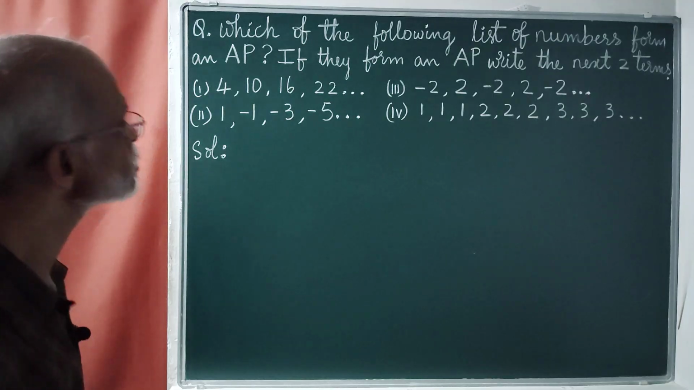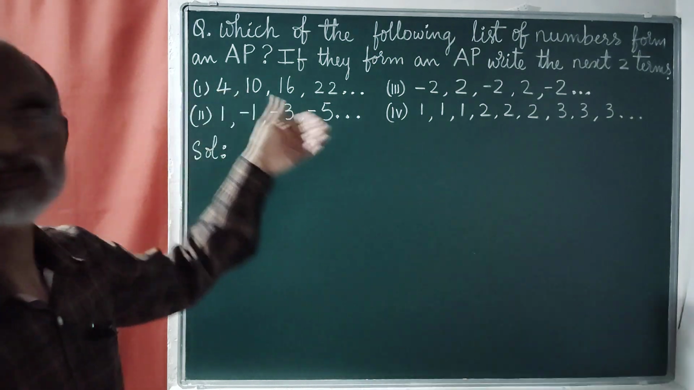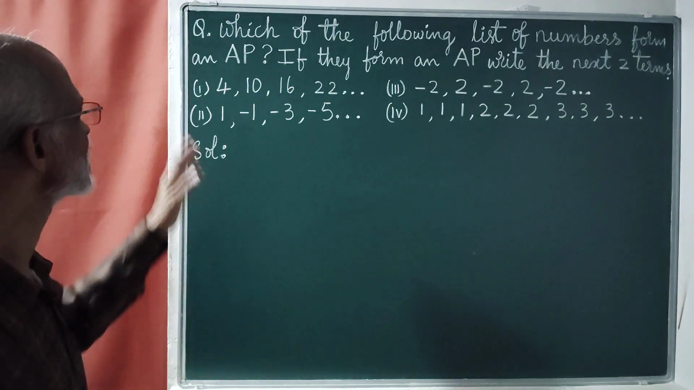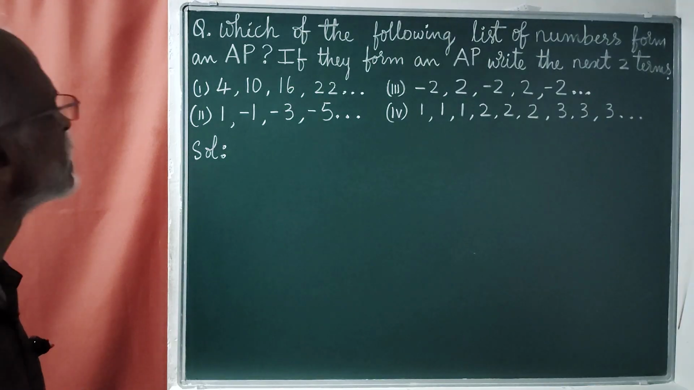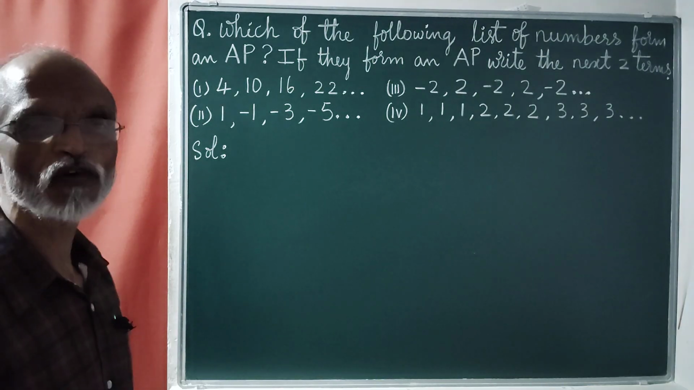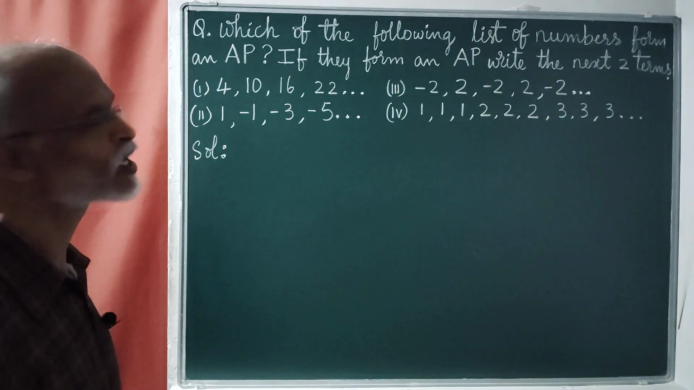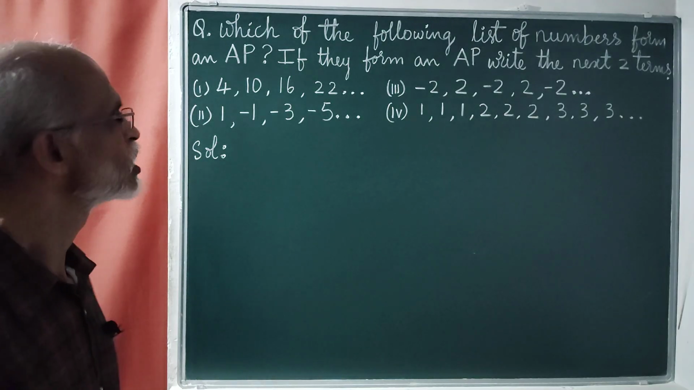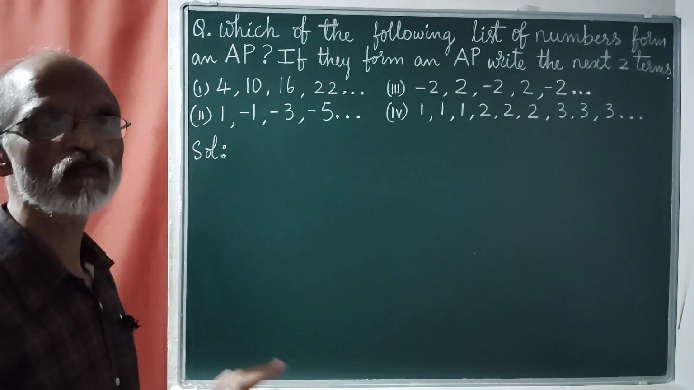Now, they given us some lists of numbers. We have to find whether the given lists of numbers form an AP or not. For this, what we have to do? We have to check whether there is a common difference between the terms of the given list. Suppose there is a common difference, that list of numbers will form an AP.